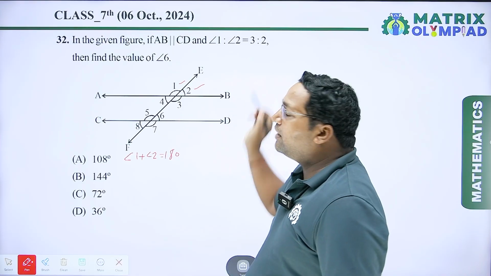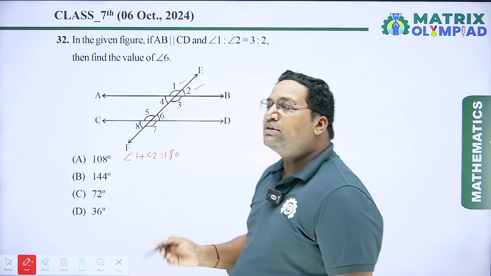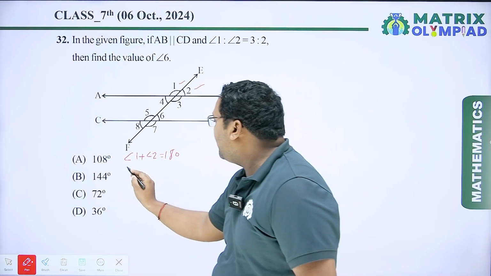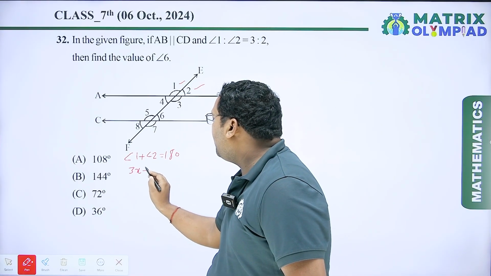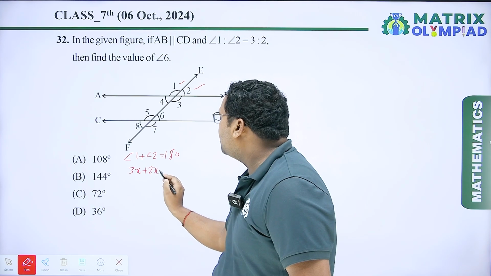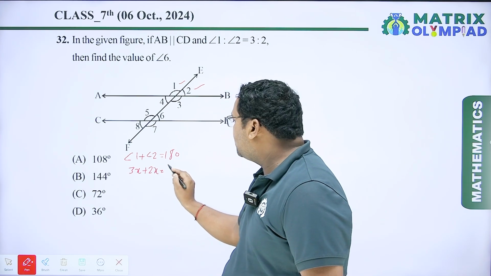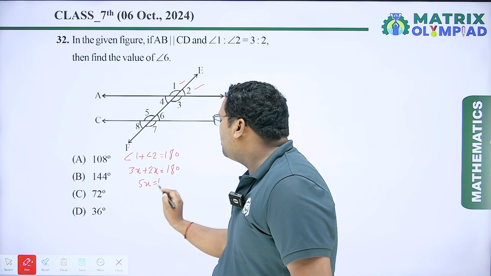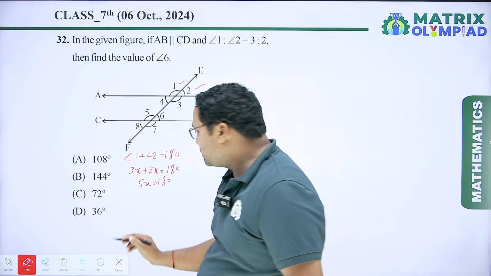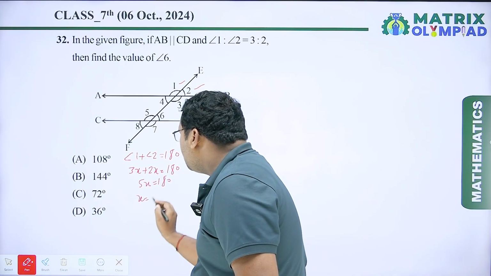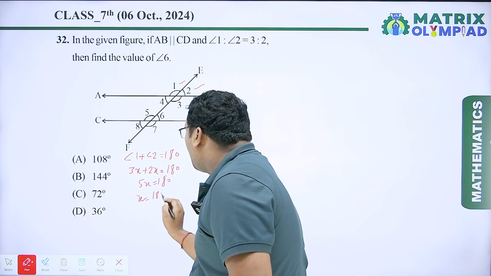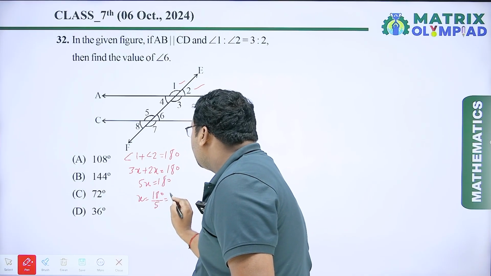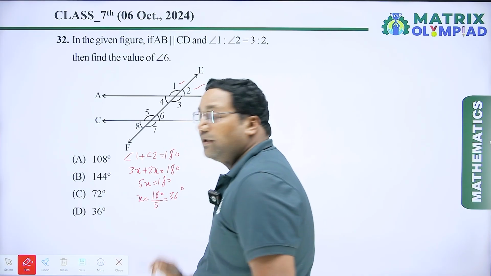Here the ratio of angle 1 and angle 2 is given. So let's assume the angle 1 is 3x and angle 2 is 2x. So 3x plus 2x is equal to 180. So here 5x equal to 180. So we have to solve this equation. So we will get x equal to 180 upon 5, that is equal to 36 degree.